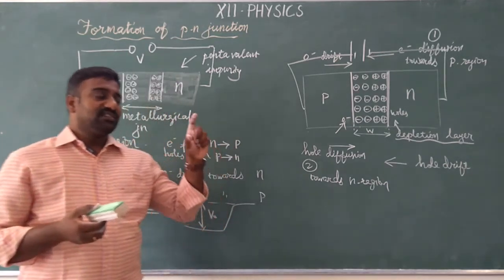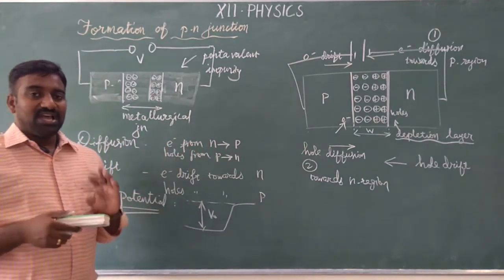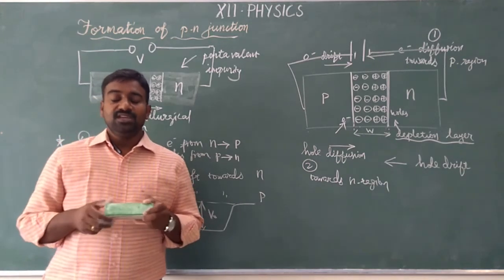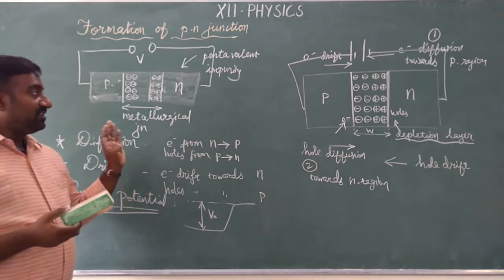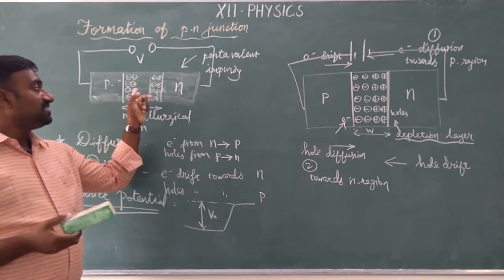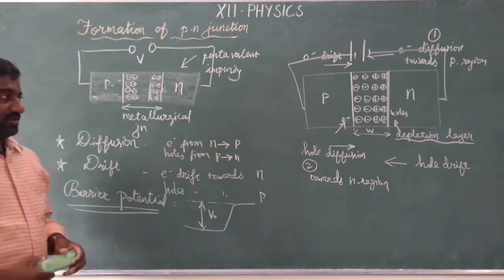Okay, so the width of the depletion layer can be maintained by the barrier potential, because under equilibrium the number of holes and the number of electrons will be equal. So we need to prevent the further movement of electrons from the n side to the p side and of holes from the p side to the n side. That can be done by the barrier potential.